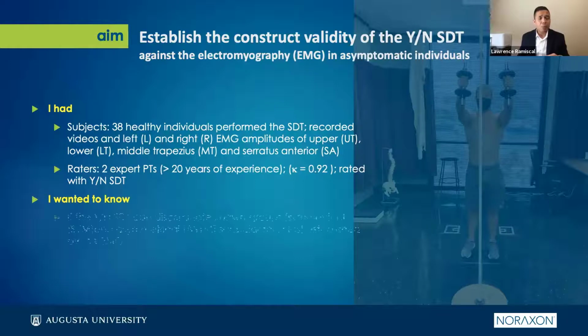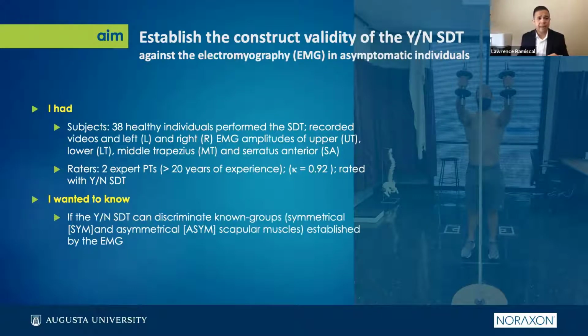And what I wanted to know in this study is whether the YNSDT can discriminate, can it identify, the known groups, the symmetrical and the asymmetrical groups established by the EMG. The EMG, by definition, based on the cutoff levels assigned to it, was able to separate these 38 people into 2 groups, whether they have symmetrical or asymmetrical scapular activity. And the raters, who don't know this information, were independently rating using the scapular dyskinesis test to determine whether the person is symmetrical or asymmetrical.